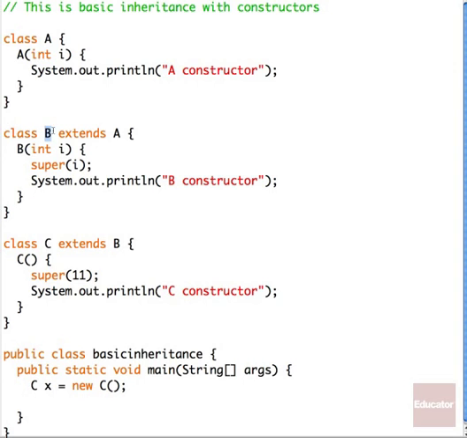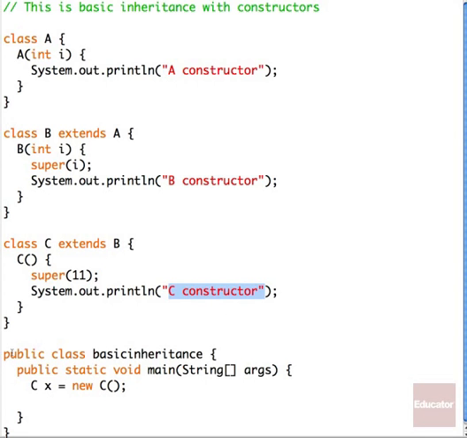Same thing is true here with the next one, class B. Now notice the keyword extends. We say class B extends A. So all of the attributes that we set up here with A, that A was an integer and so forth, is now taken on by class B. And then we just have an output statement that says B constructor. Same thing happening here. Class C extends B. And then we have an output statement that says class C constructor.